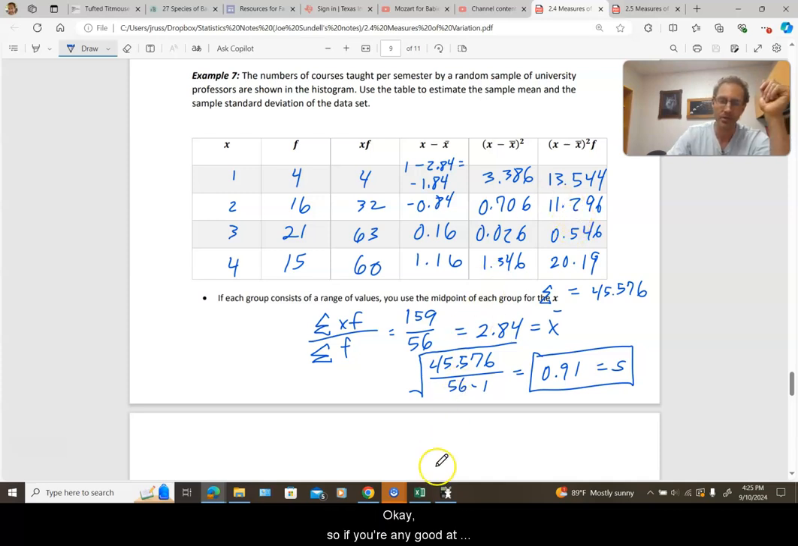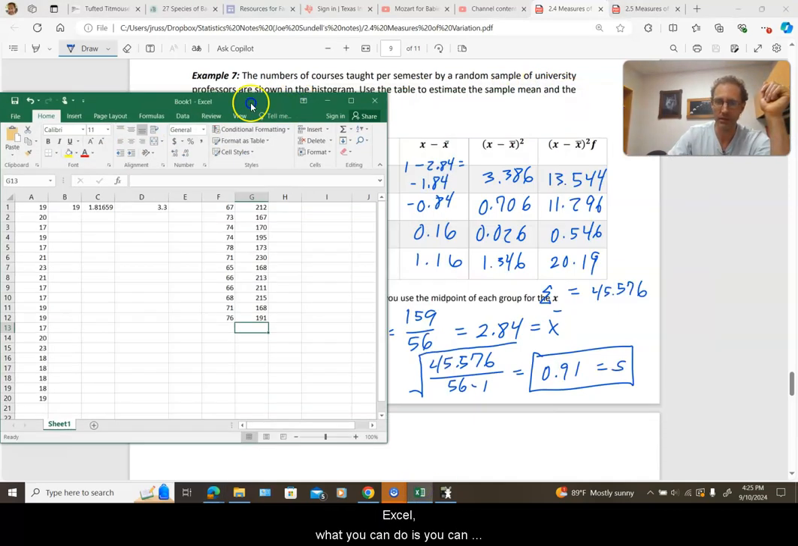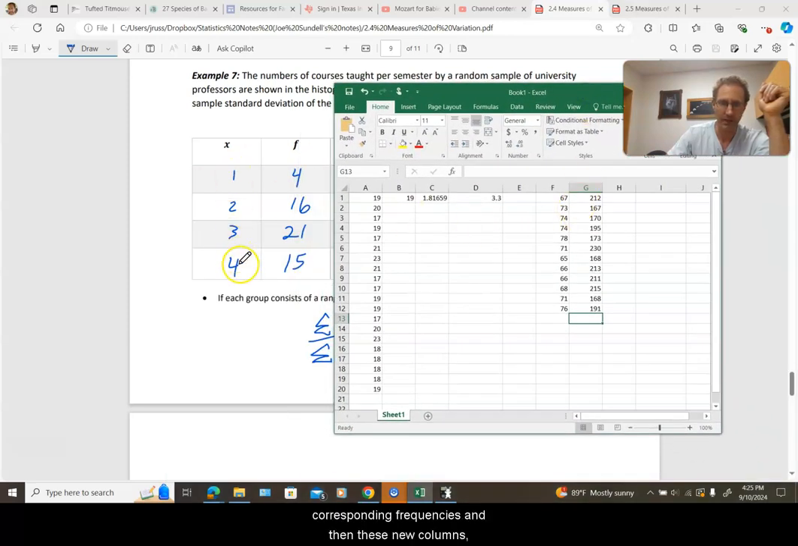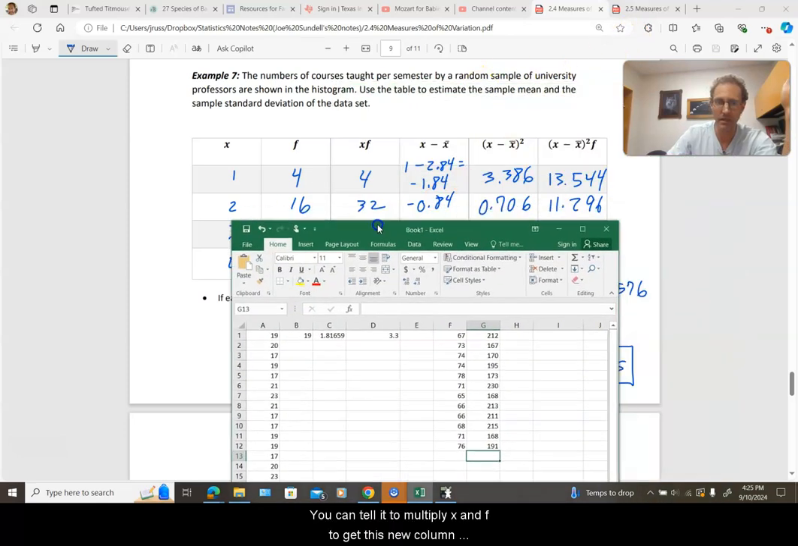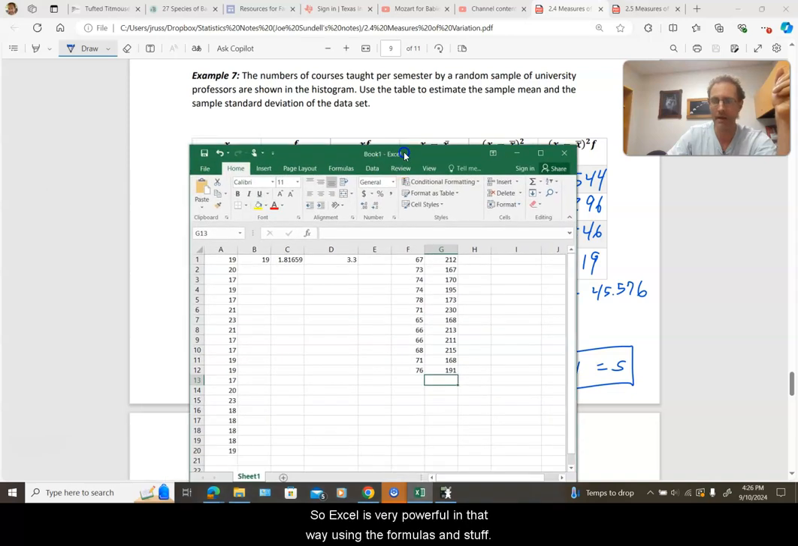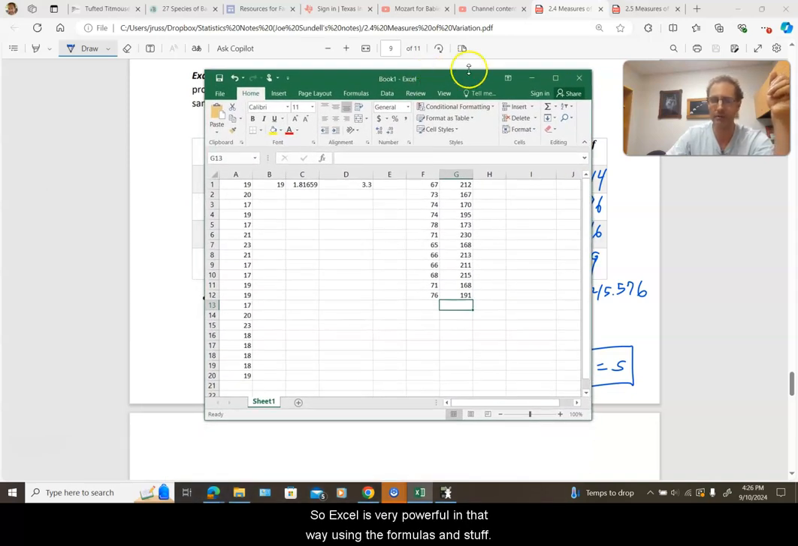Okay? So if you're any good at Excel, what you can do is list your data values, then list the corresponding frequencies, and then for these new columns, you can tell Excel what to do. You can tell it to multiply X and F to get this new column, and then subtract the mean from everything that's in this first column, and it'll give you this fourth column. Okay, so Excel is very powerful in that way, using the formulas and stuff.